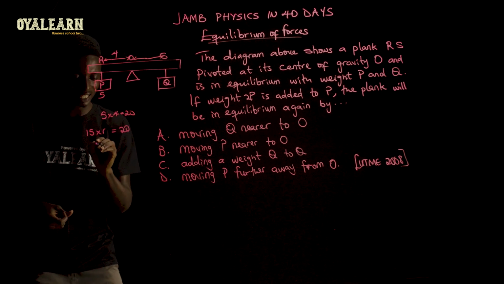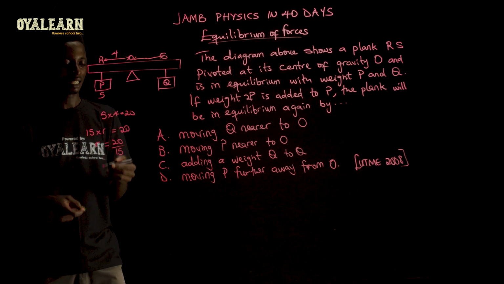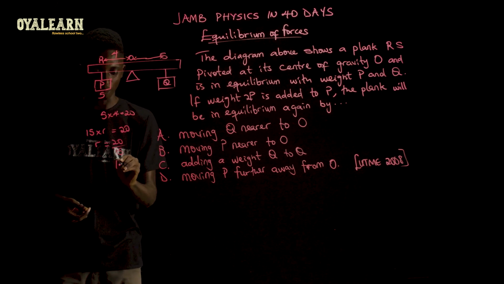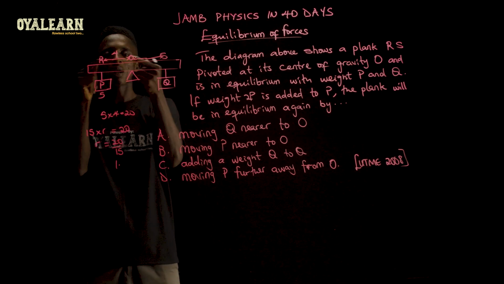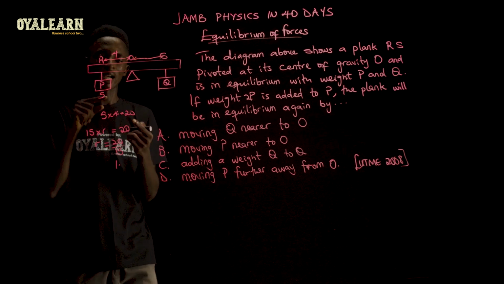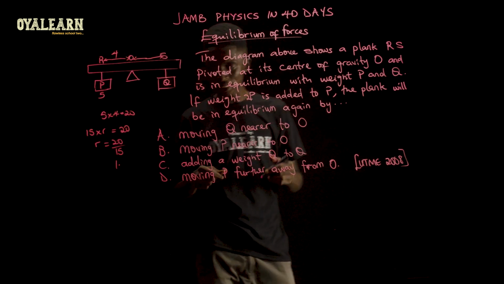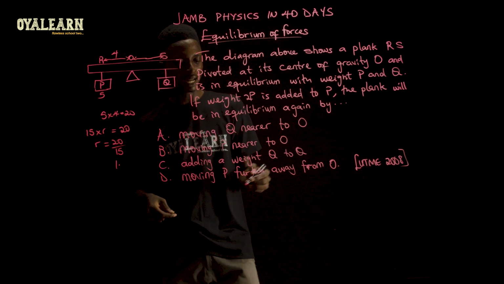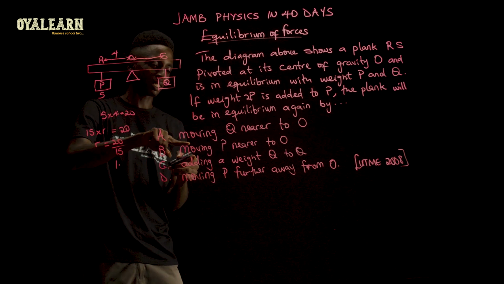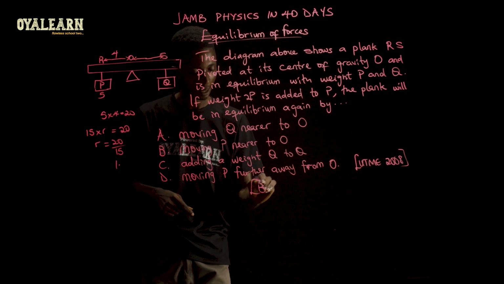You see that the distance r will then be 20 divided by 15, which is going to give us 1 point something thereabout. So you see that what we have here means that we have to reduce this 4 until it is smaller. So we are bringing p closer to O. So now when we look at our options here, we see that the correct one will be option B, which says moving p nearer to O. So we go with option B.